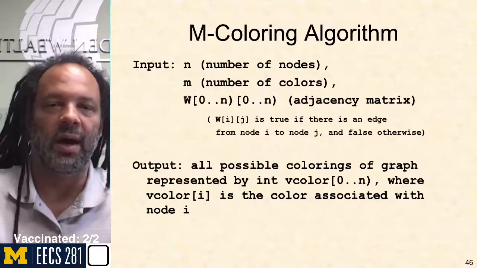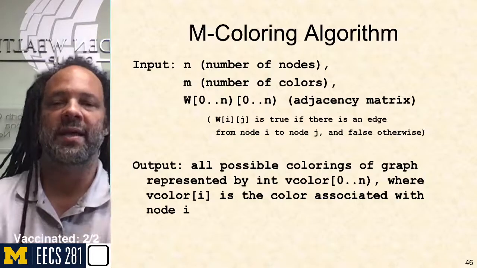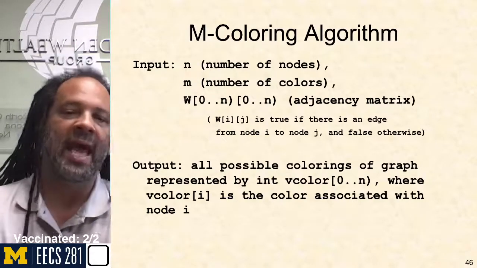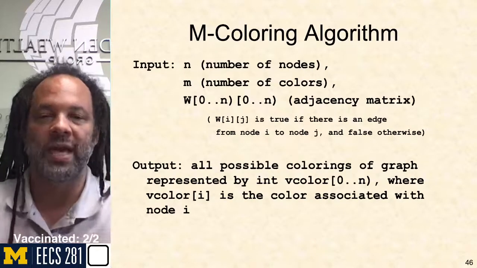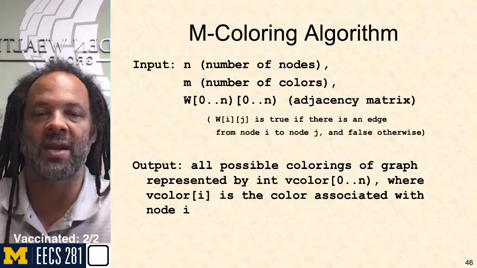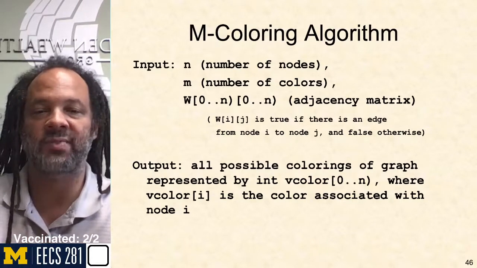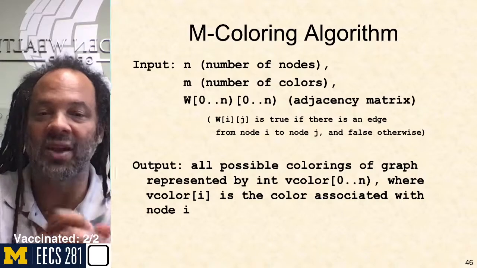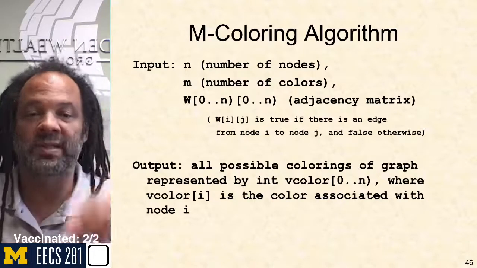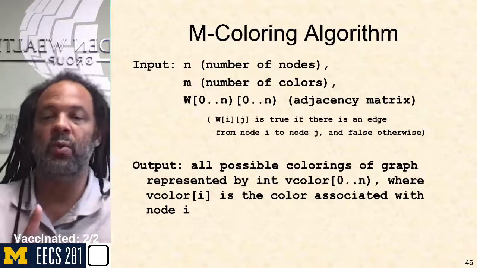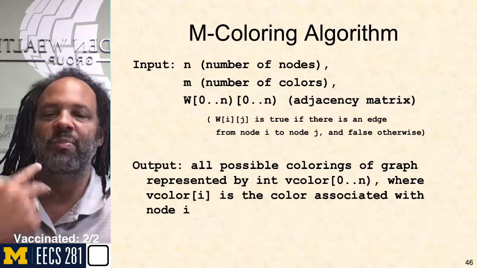And here's a pseudocode version of this M coloring algorithm. My input is the number of nodes and the number of colors that I have. N is my number of nodes, M is my number of colors, and then I've got this adjacency matrix, W, which has all of my adjacencies and tells me which of my N nodes are next to each other. So if W at IJ is true, then there's an edge between node I and node J. It's false if there's no connection. The output of this algorithm is going to be all possible colorings. Because of the structure of the algorithm, it actually solves every possible way to get there.